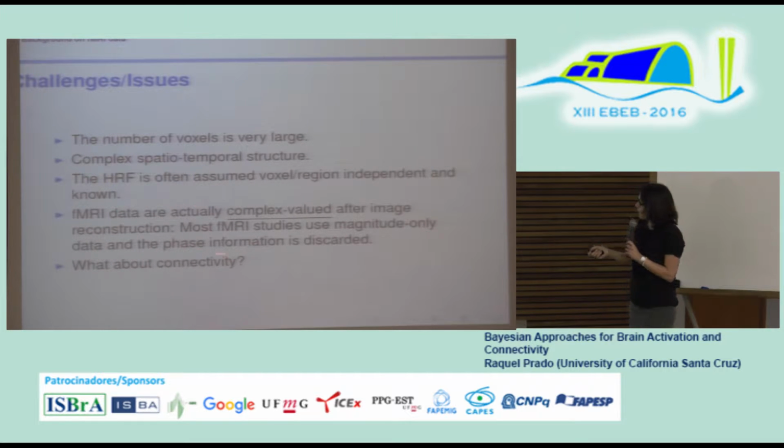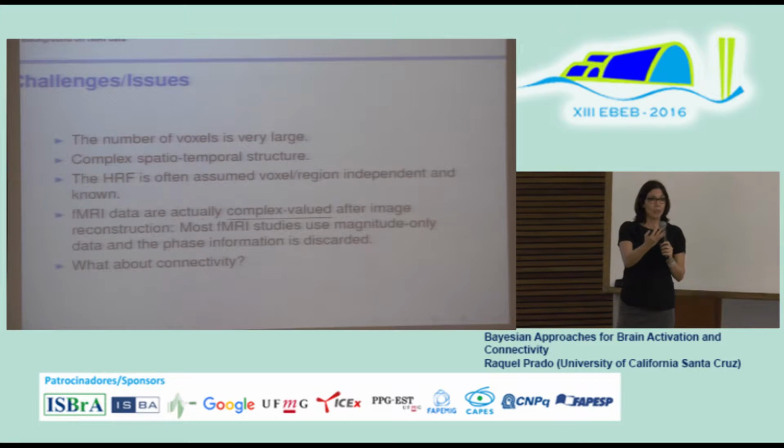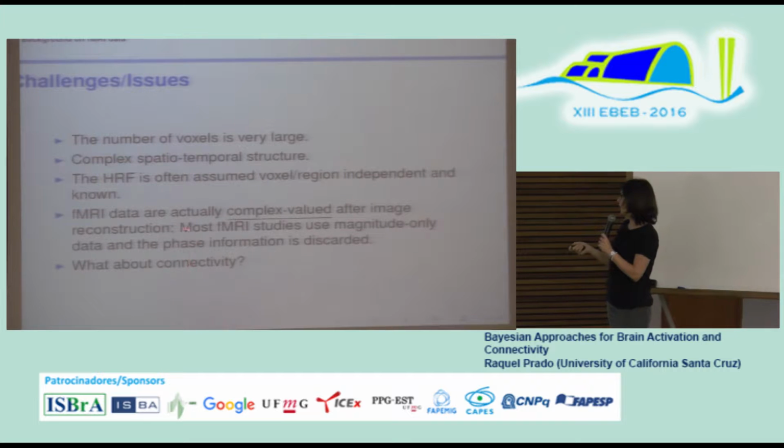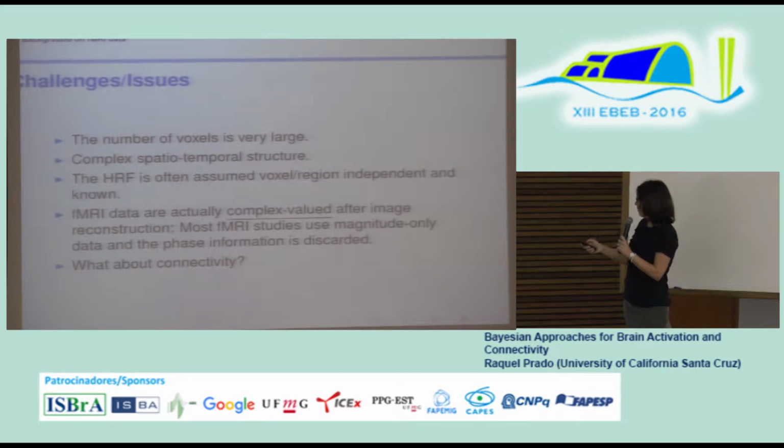The second part of my talk, as I said, we're working now with fMRI data that are actually complex valued, meaning that you're going to have a magnitude signal and a phase signal, or a real and imaginary part, however you want to work with it. Most of the fMRI studies use the magnitude data only. So if you're a neuroscientist using your machine, what you get there is just the magnitude. They don't even get to see the other piece of the data, so that gets discarded. So we are interested in analyzing this data.